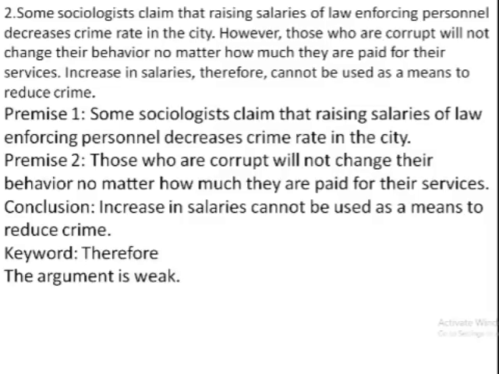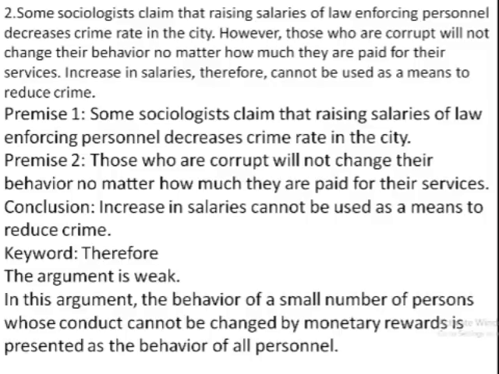Now this argument is also weak because the behavior of a small number of persons, about whom it is said that no matter how much they are paid, they will keep on being corrupt, is presented as the expected behavior of all personnel who might be doing what these sociologists are claiming. So this is a weak argument.